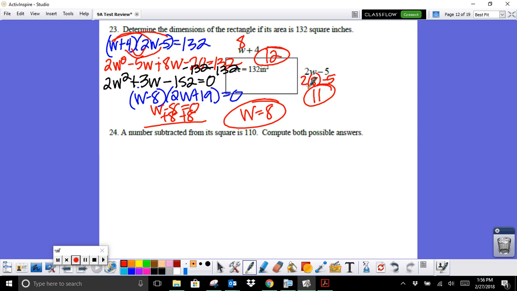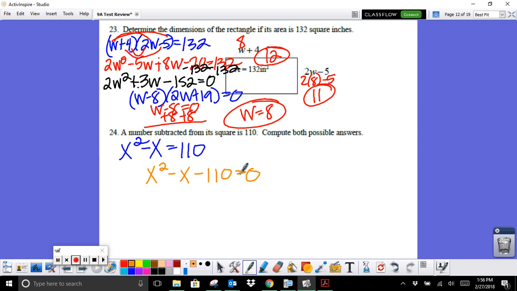Number 24, a number subtracted from its square is 110. Compute both possible answers. So a number, which we don't know, is x, subtracted from its square, so that's going to come from x squared, is 110. Before we can factor this, we've got to move the 110 over, so I'm going to subtract that.